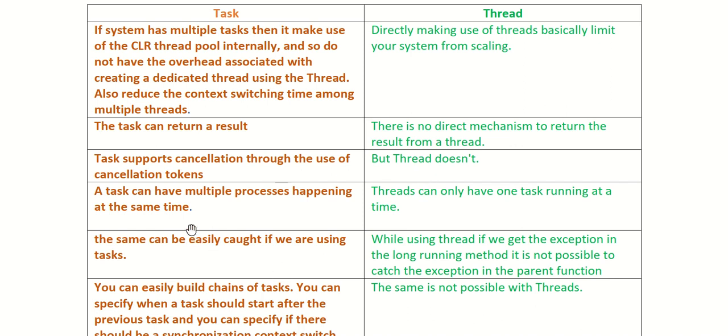A task can have multiple processes happening at the same time. If you have a task which is running some code, multiple things can happen at the same time. For example, you create a task that establishes a connection with the database server, gets the data, processes it, and after processing puts that data into a report or a file. So multiple things happen in a task, whereas a thread can only have one task running at a time.